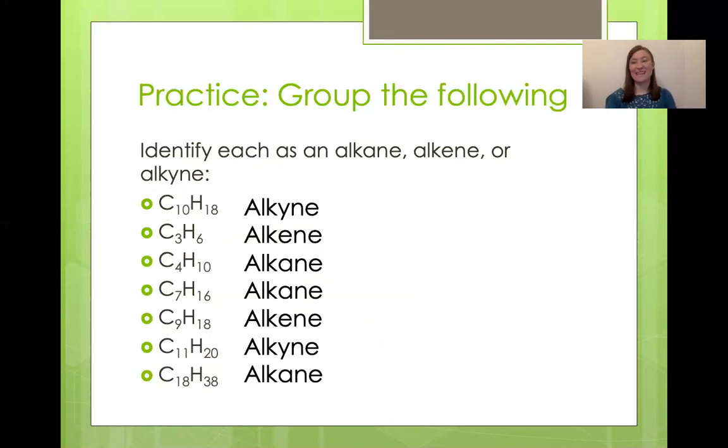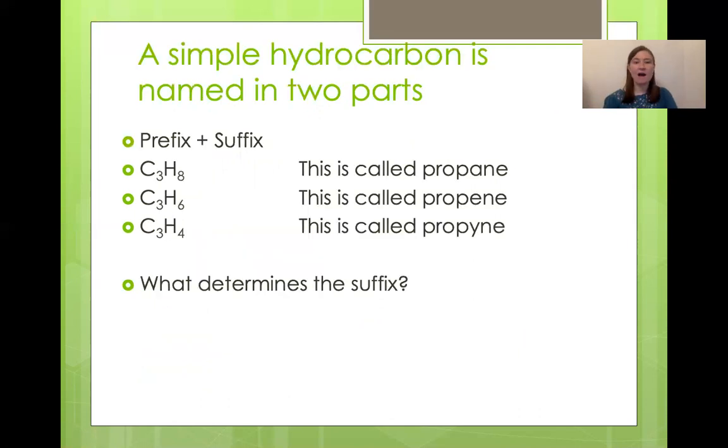So right now we've just been classifying it into which of these major groups it falls into. Now we want to name each individual molecule. Every formula is going to have a different name. The way we name simple hydrocarbons is with two parts. There's a prefix and a suffix. So C3H8 is propane, C3H6 is propene, C3H4 is propyne. So let's think about what's determining the suffix.